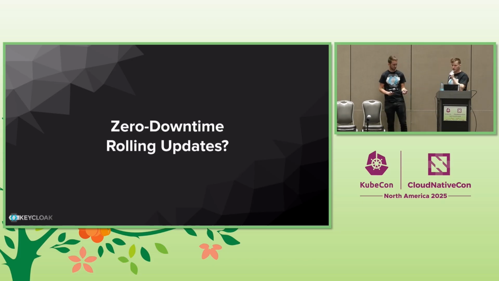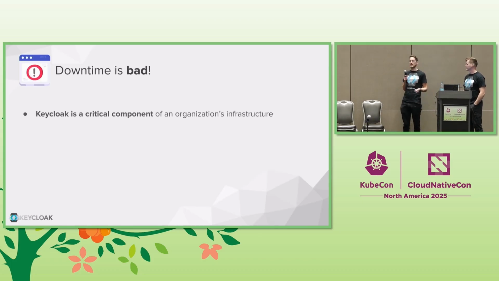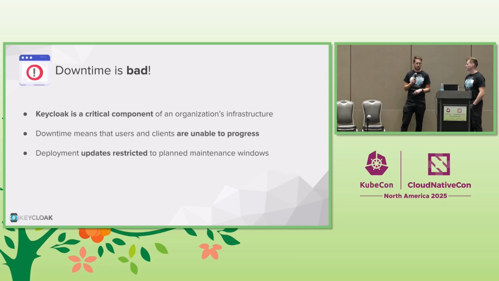So this is the zero downtime, and Ryan will tell you more about that. Yeah, okay, thank you, Martin. So why should you care about zero downtime rolling updates? Well, in general, service downtime is considered a bad thing. However, in the case of Keycloak, it is a critical component of many organizations' infrastructure. If Keycloak goes down, then user and client requests can't proceed, so business workflows are going to be interrupted, and you're going to have severe knock-on effects.